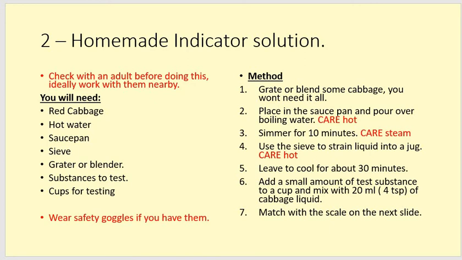Then all you need to do is get something small. You might want to use a little small dish. You might want to use an egg cup. Put a small amount of your test substance. Add to it about 20 ml, which is 4 teaspoons of cabbage liquid. If you have got one of those syringes that I use to give medicine to younger children, that is a really good way of adding a small amount of liquid to something, but obviously do check with an adult before you do that. When you've put your cabbage water indicator in with your test substance, give it a chance for the colour to form, and then have a look to see what the pH is.